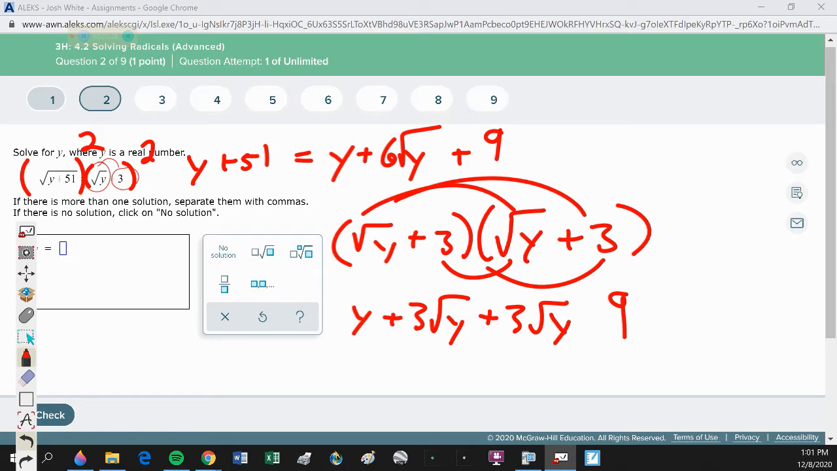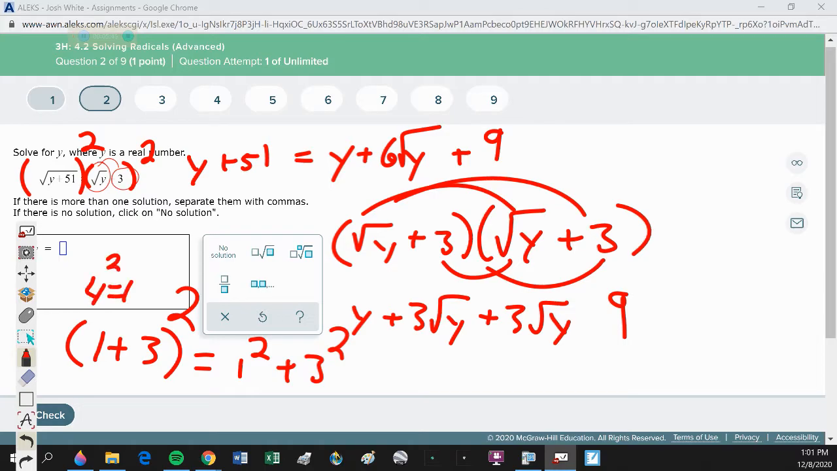What's that? So if I had 1 plus 3 squared, is that the same as 1 squared plus 3 squared? No, because 1 plus 3 is 4, and 4 squared is 16, and that does not equal 10.